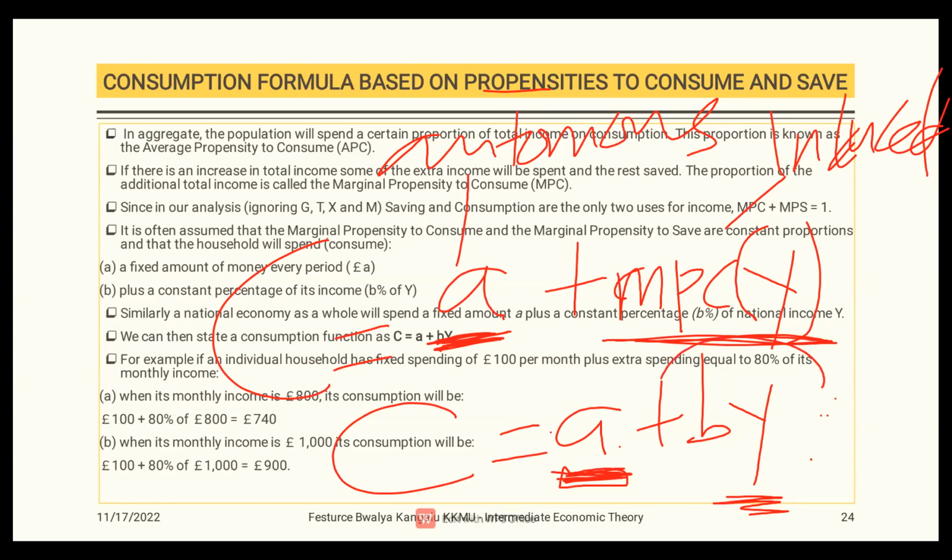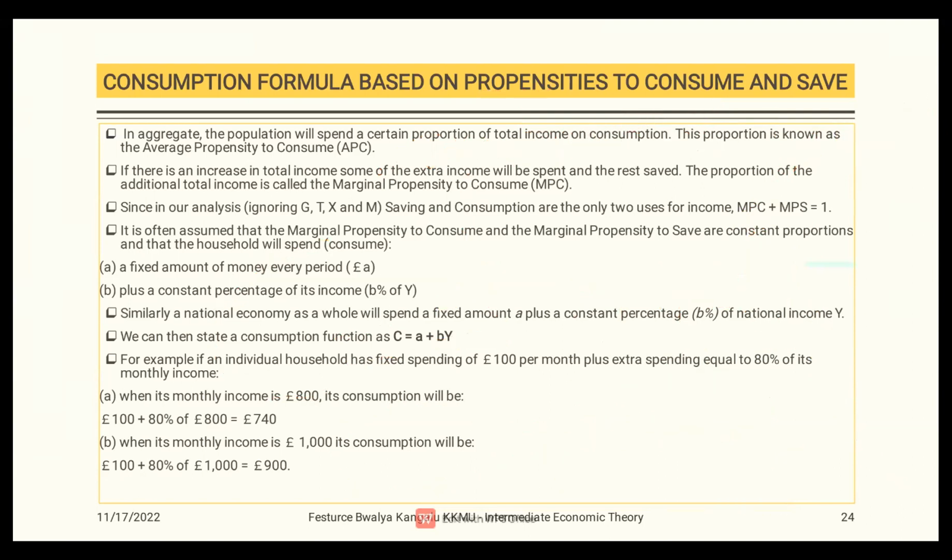But this other part is induced consumption. It's dependent on what? Income. It is an additional consumption where, as your income increases, you also increase consumption. This one is dependent on your income. That's what we're trying to mean here. Did you get that? Yes, I do.